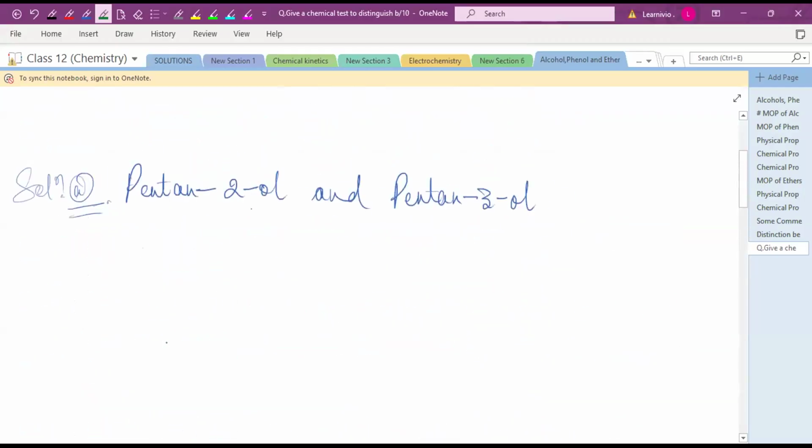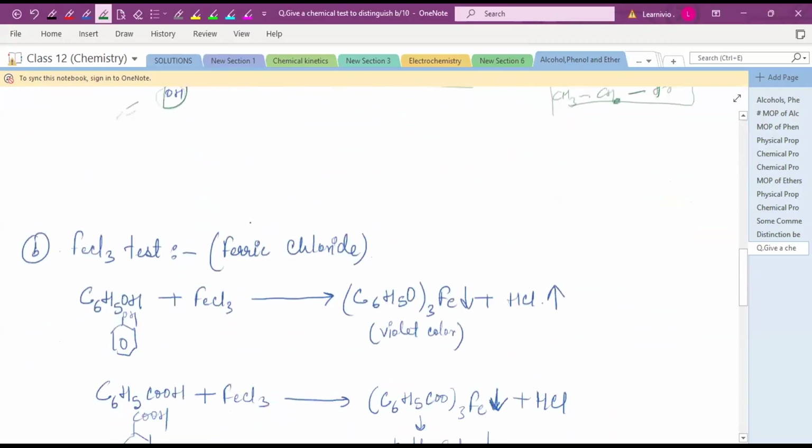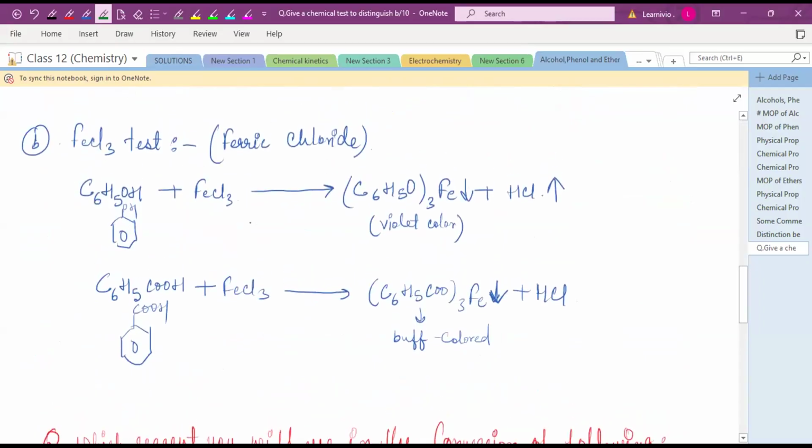Okay, now see the next question. Benzoic acid and phenol. How will you distinguish between benzoic acid and phenol? So there is one more test. Okay, let me explain this. There is a test which is known as the ferric chloride test. Let's see what the ferric chloride test is. Ferric chloride test is basically a test which is used to distinguish between benzoic acid and phenol, right?